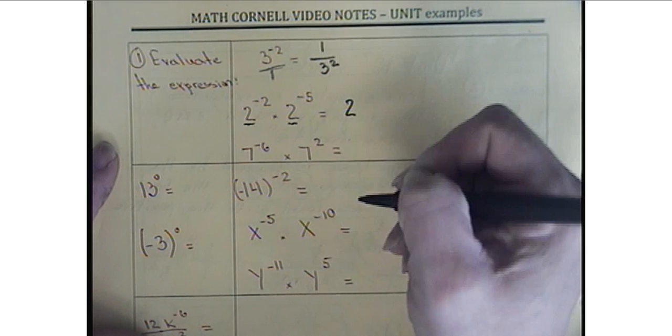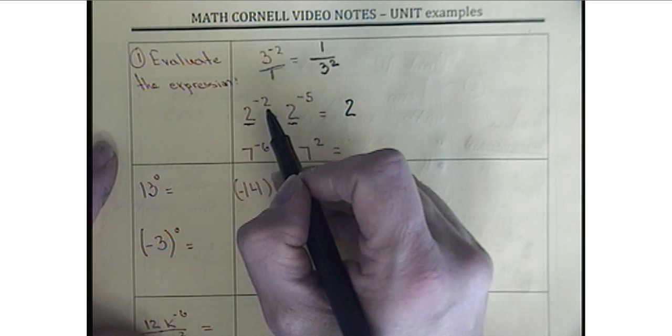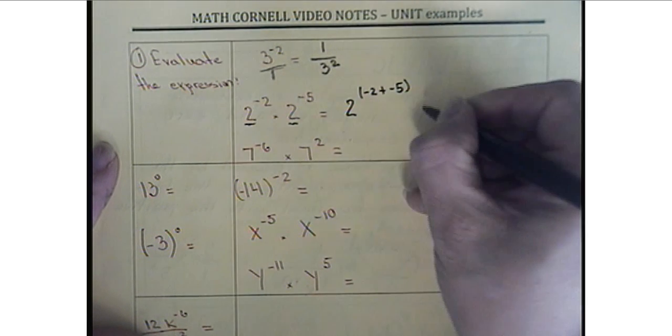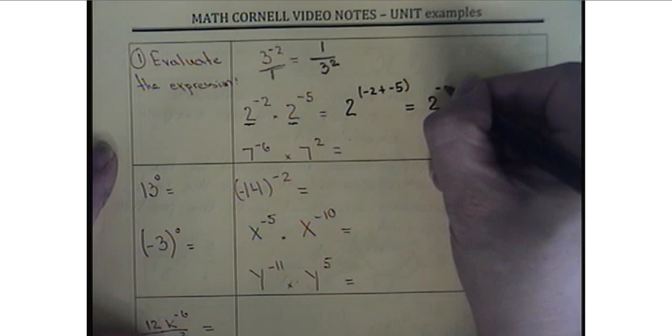In the next example, we have 2 to the negative 2 times 2 to the negative 5. Remember from the previous lesson, when we multiply two powers with the same base, the base stays and we add those two exponents. So let's add negative 2 plus negative 5. That will be equal to negative 7, so 2 to the negative 7.